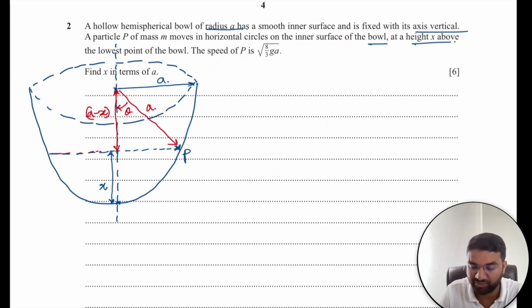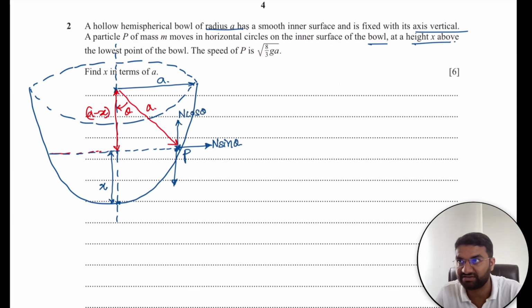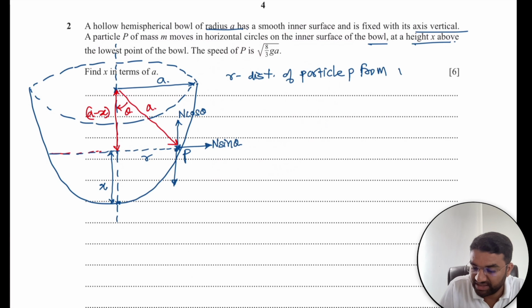Now, P is rotating, so here we have the normal reaction, and the weight downward. Then we have the outward component n sin theta and the upward component n cos theta relating to this mass. Now one more thing: we will assume the distance of particle P from the vertical axis is r. So r is the distance of particle P from the vertical axis.